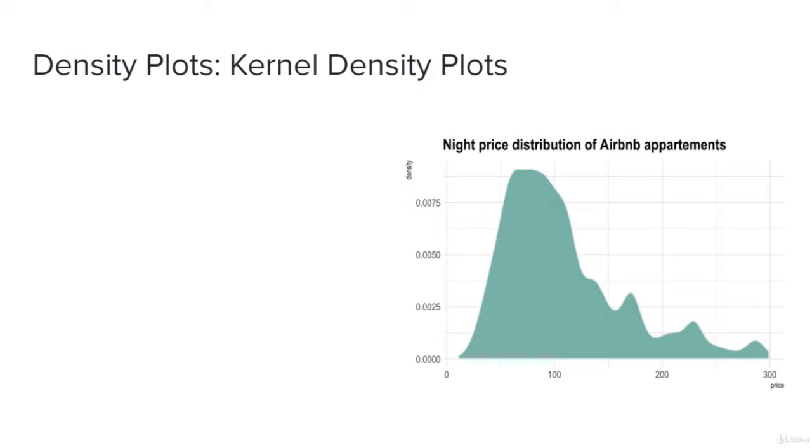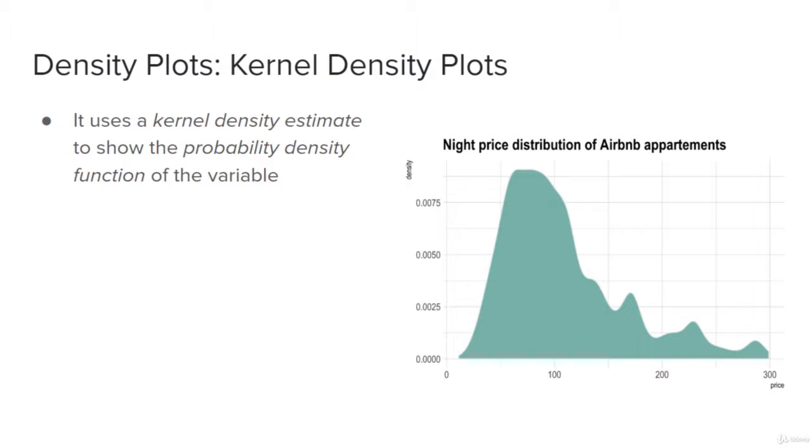Density plots are also known as kernel density plots because we're using a kernel function that is entirely mathematics. I won't go into the depth, but it uses a particular function. We feed the data into that function and it gives us these outputs, which are represented on the y-axis as density. For this example, we have the night price distribution of Airbnb apartments. So I feed the price into that function, function x, it gives us a density, and then we plot this information on this graph.